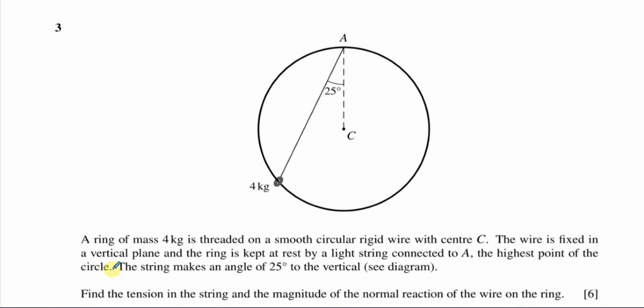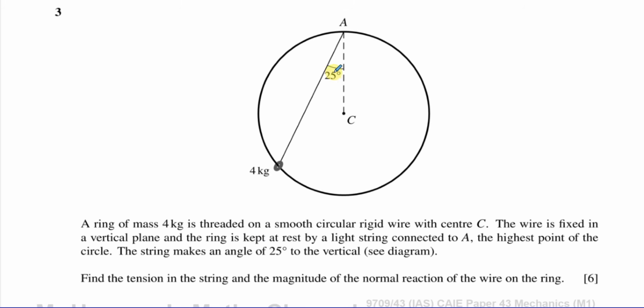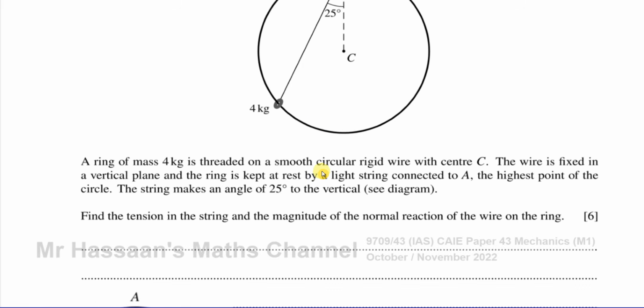The highest point of the circle is A. That's the highest point of the circle, so it's directly above the center, basically. The string makes an angle of 25 degrees to the vertical, and we're asked to find the tension in the string and the magnitude of the normal reaction of the wire on the ring. That's what you have to do here for 6 marks.